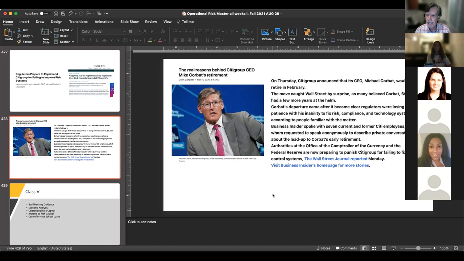But still, there were some legacy parts of those businesses around, and they weren't adequately managed from a risk management perspective. The regulators told Citibank before that they had to get their act together. Citibank did not get their act together. So Mike Corbett had to retire. Now, the guy was 60 years old. He probably should have retired anyway. But it was the CEO of a major international bank being shown the door because of inadequate risk management controls.